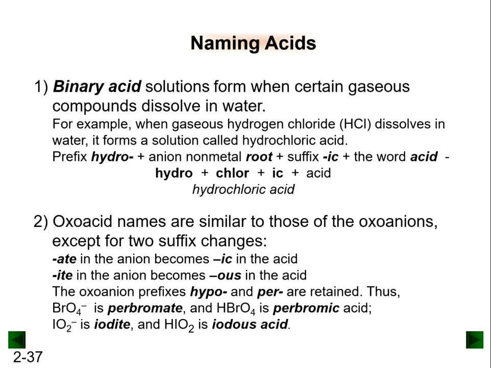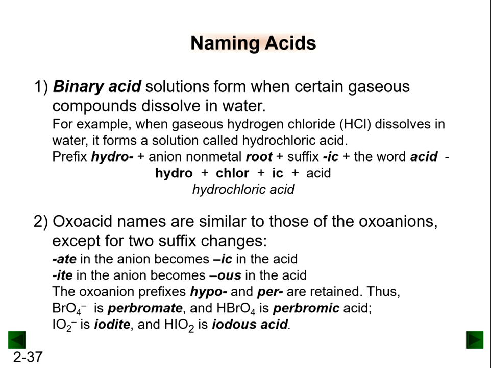The oxoacid names are derived from the oxoanion name, except we have two suffix changes. If we have an anion that's an ATE, so for example, chlorate would simply become the IC acid, so that would become chloric acid. ITE, so for example, if we had chlorite, that becomes the OUS acid. So in this case, that will be chlorous acid.